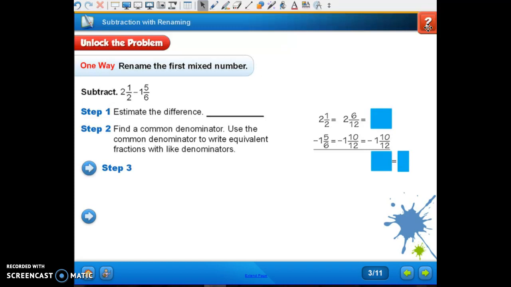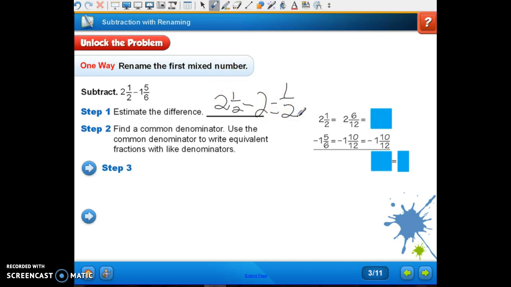So let's estimate. What are our benchmarks for fractions? 0, 1/2, and 1. Very good. So we have the whole number 2, and then we have 1/2. Are we going to change that one? No. And now we're going to take away 1 5/6. What are we going to do with 5/6? Round that up to 1. So 2 minus 1 would be 1. So we should have an answer that is around 1/2.